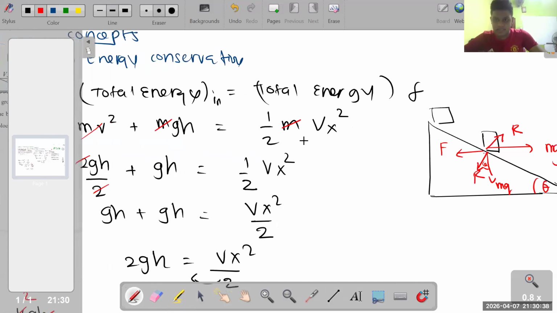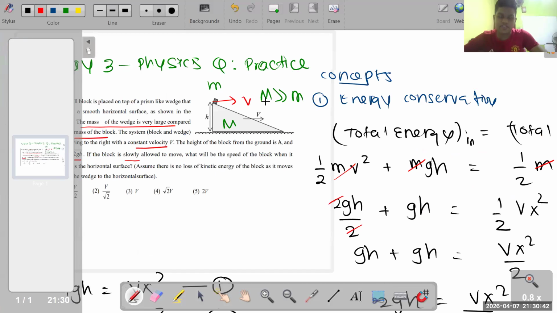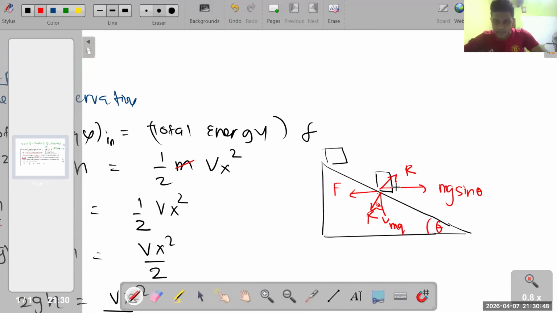But the problem is, if you see here, they are saying the mass of the wedge is very, very large compared to the simple limb. So just think, the force that is exerted by the wedge onto the block, will it be greater compared to the F? Yes, it will be greater.